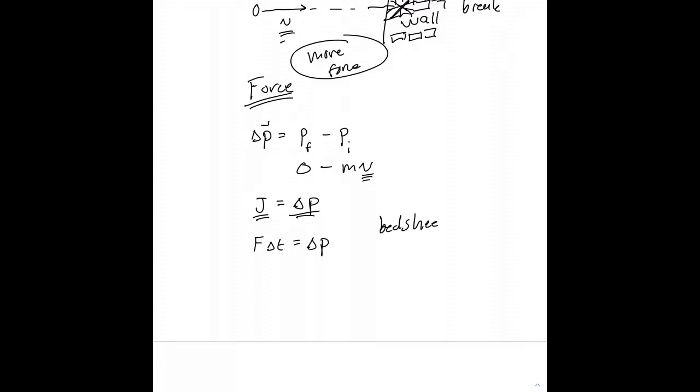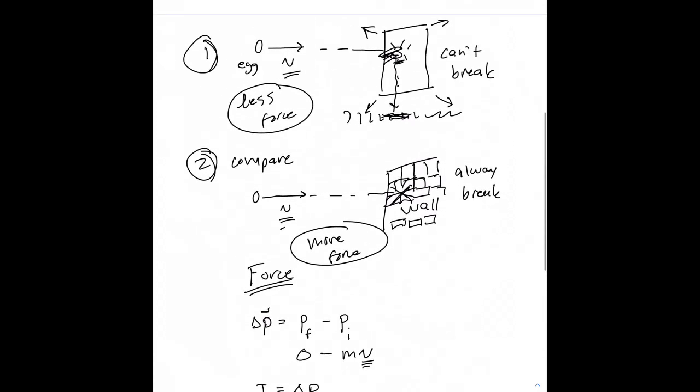The bed sheet versus the wall, well, the bed sheet causes the collision to take more time. The egg first contacts the bed sheet, flexes a little bit, and then eventually over a longer duration of time, the egg is slowed to 0 and then falls to the ground. Whereas when the egg hits the wall, it seems like it's in an instant. The egg hits the wall and breaks. Of course, it's not 0 amount of time, but it's a very small amount of time.